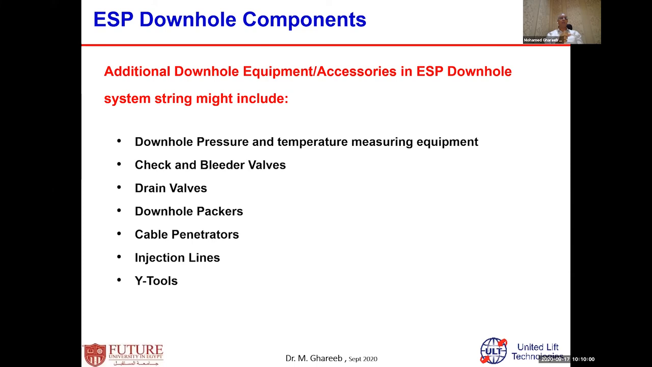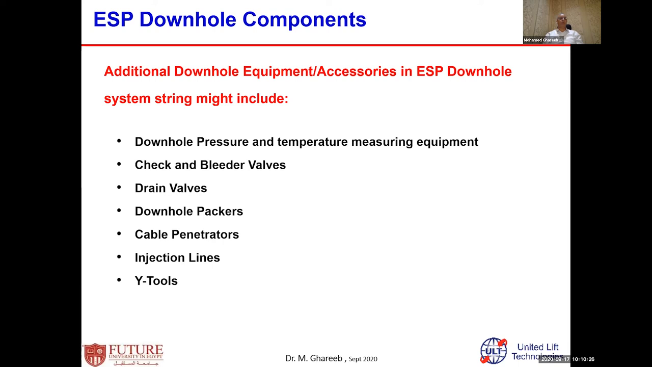In order to avoid that, for wells that face this problem or have a tendency to have it, they run what we call a non-return valve or check valve. It can be run at any place near the pump, above the pump, or just in your tubing system. It's just to protect the system.